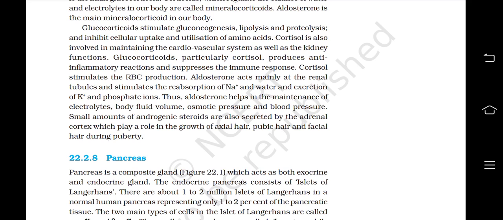Aldosterone acts mainly at the renal tubules and stimulates the reabsorption of sodium ions and water and excretion of potassium and phosphate ions. Thus, aldosterone helps in the maintenance of electrolytes, body fluid volume, osmotic pressure, and blood pressure. Small amounts of androgenic steroids are also secreted by the adrenal cortex, which play a role in the growth of axillary hair, pubic hair, and facial hair during puberty.